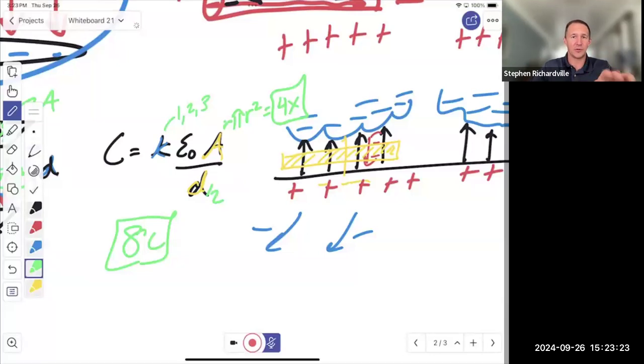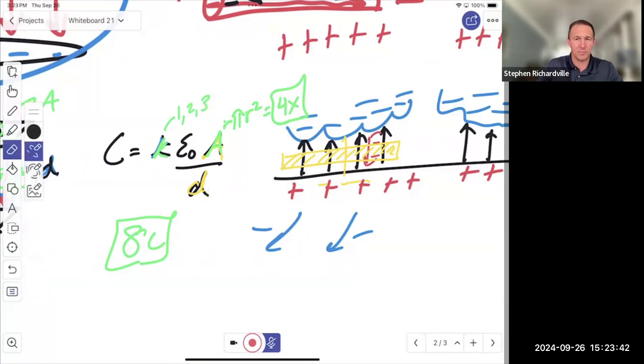If I add a dielectric, well, dielectrics are really easy. If you add a dielectric of 3, it's 3 times bigger. Take a dielectric out, it's less. Be a little bit careful with area. So capacitance is directly proportional to the dielectric constant and the area, but inversely proportional to the distance between the two.